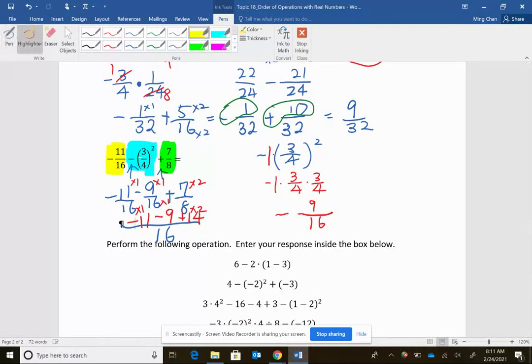If I combine these first two terms, negative 11 and negative 9, terms with the same sign we add, so that gives me negative 20. Now I have negative 20 plus 14 on the top. The two terms have different signs, so we subtract. That gives me 6 over 16. But since I have more negative than positive, my answer will be negative 6 over 16. If I reduce this by 2, my final answer is negative 3 over 8. Okay.